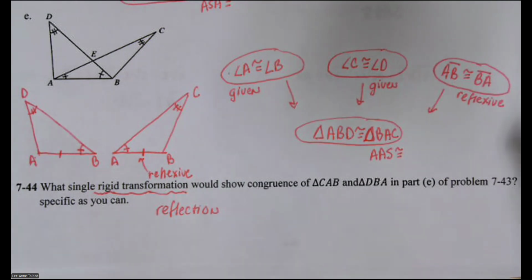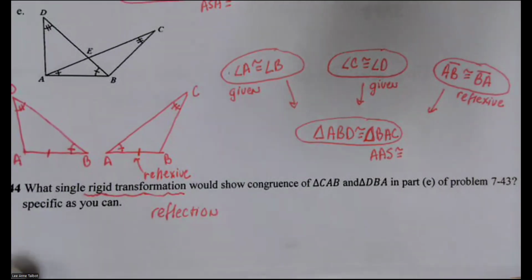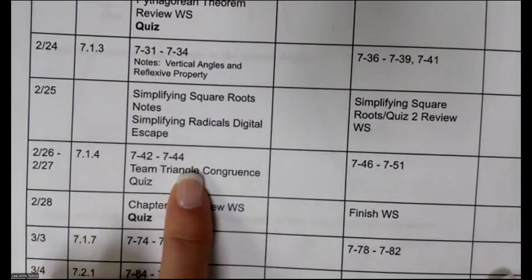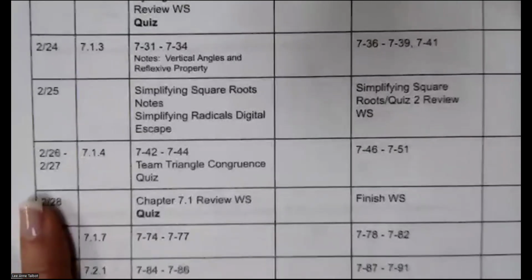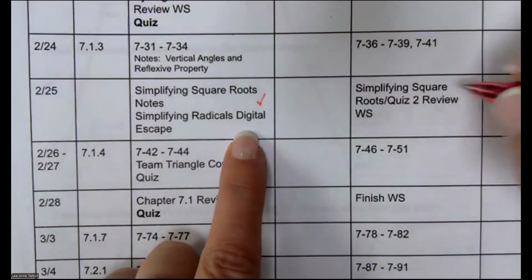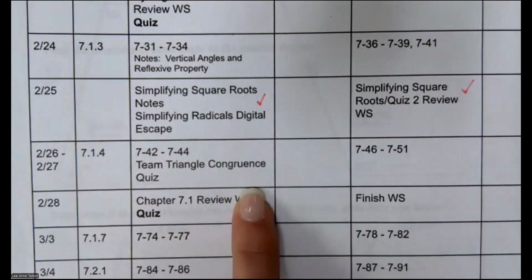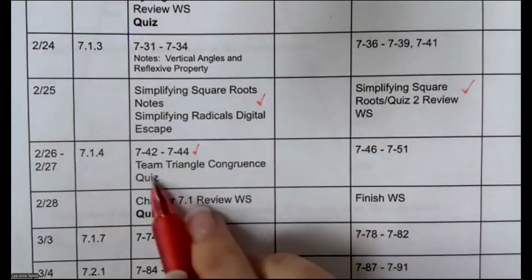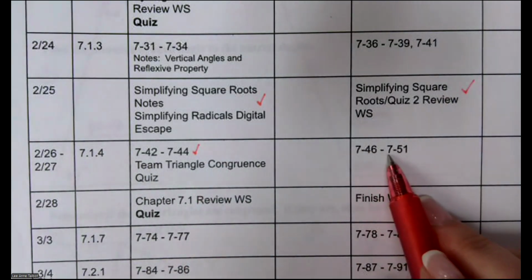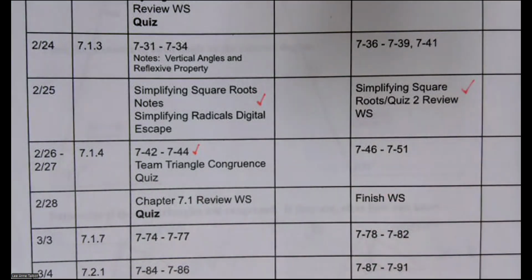Okay, can you guys please look at the stamp sheet side real quick? Okay, so I need to stamp, I believe, the simplifying square roots, notes, and digital escape, the quiz to review, and then we just did this, but you guys still need to do this. And this is tonight's homework, 46 through 51. Okay, before I stop talking.